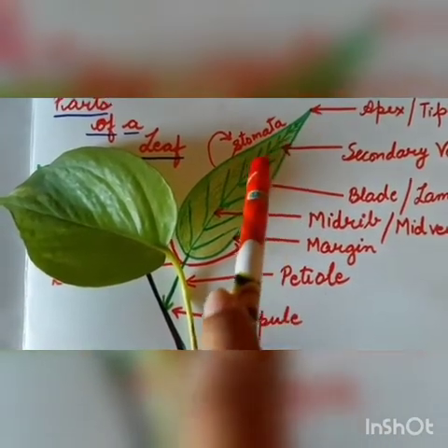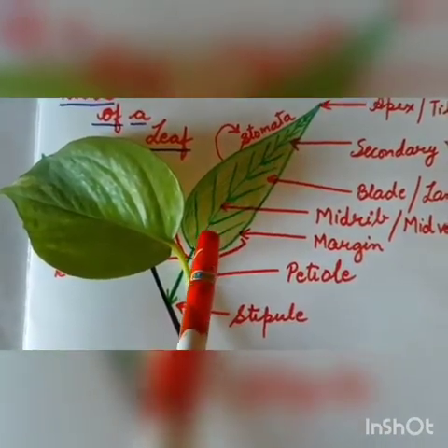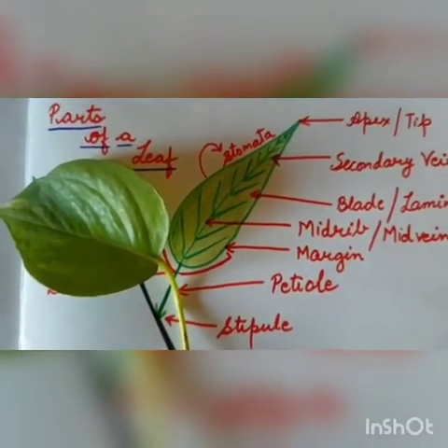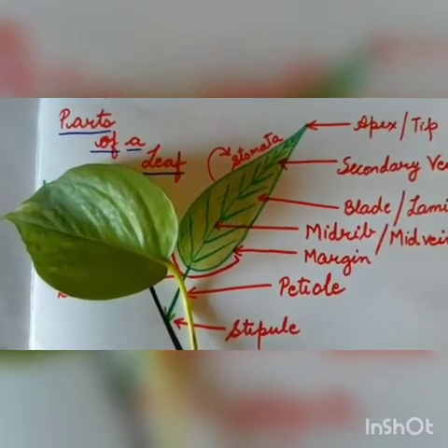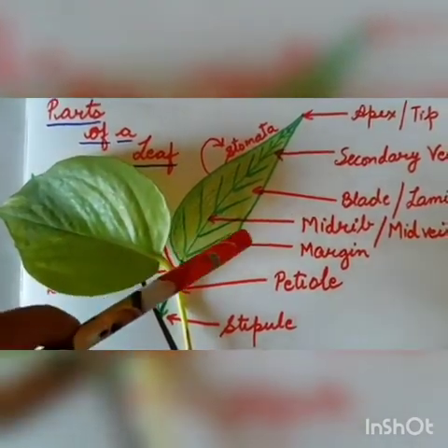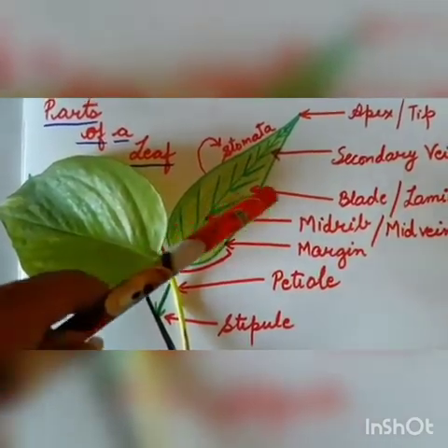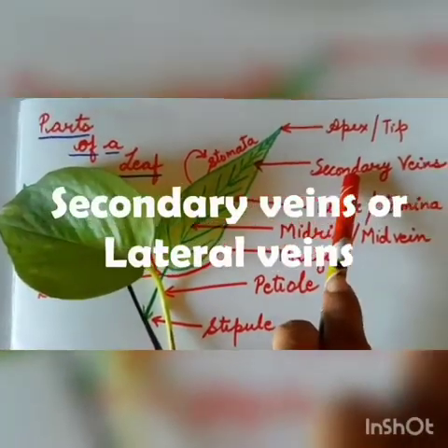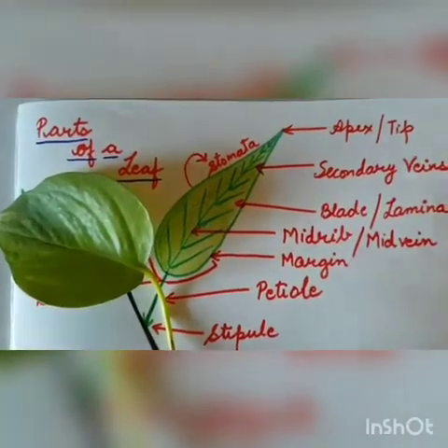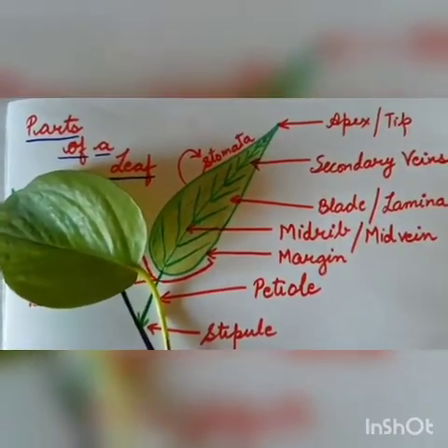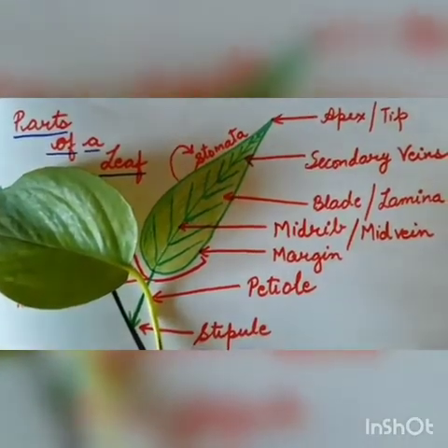Here you can see again this line going in the center. So this is also called midrib or the mid vein. There are some other veins attached to the mid vein. They go sideways. They are called secondary veins. Now the function of veins is to provide food and water to all the parts of the leaf.